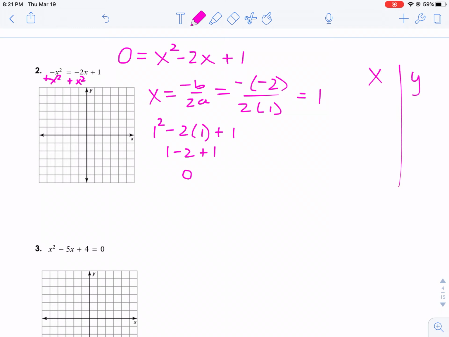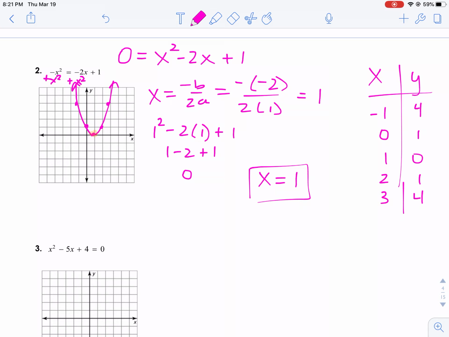So we would have our table, 1, 0 would be our vertex, and then we can do 0, negative 1, 2, and 3. And then we'd substitute all those values in. Both 2 and 0 are going to give us 1s. Both x values of 3 and negative 1 are going to give us 4. So plotting this, we would have 1, 0, 2, 1, 0, 1, 3, 4, and then negative 1, 4. So this is a parabola opening upward. The vertex is on the x-axis, so this has one solution, and that solution would just be x equals 1.